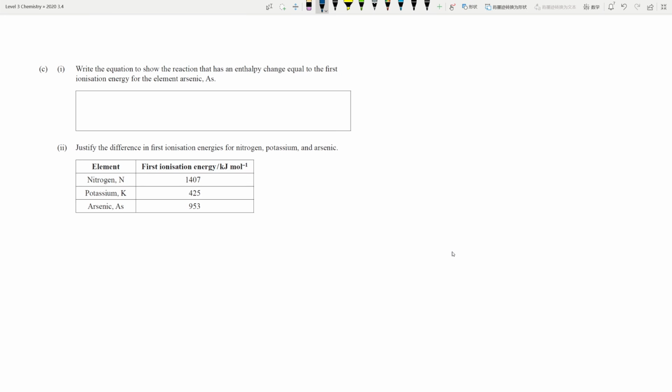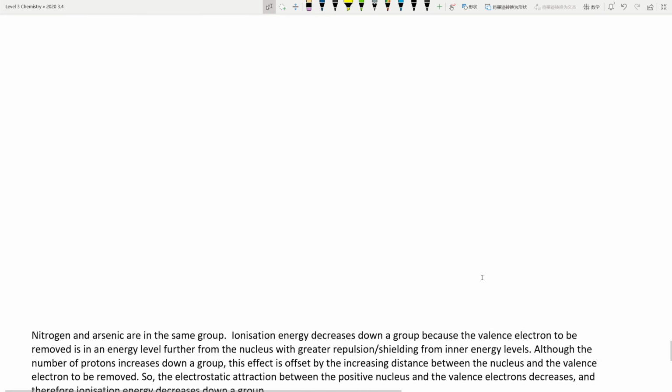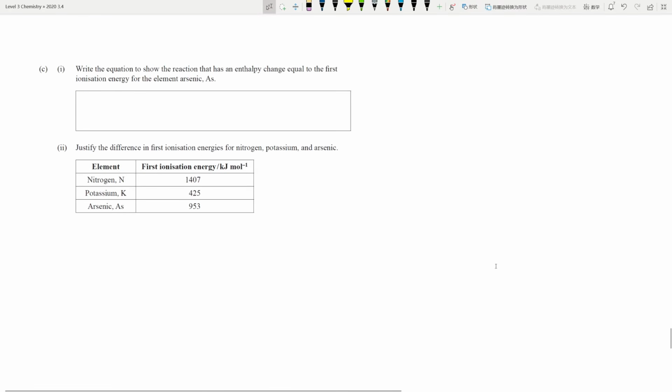Write the equation. Oh, is this Hess's law? No, there's no Hess's law questions in this exam. Oh damn, that's a bummer. All right, write the equation to show the reaction that has an enthalpy change equal to... just on a side note, this is where I would highly recommend you do more than 3-4 years of examination papers if you're going to sit the NZQA exams, because you get to see a huge variation of questions.